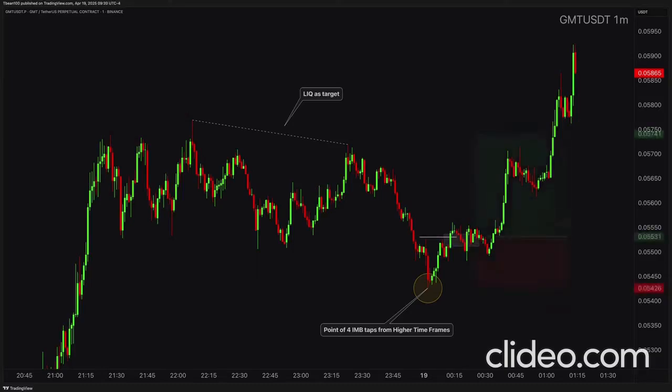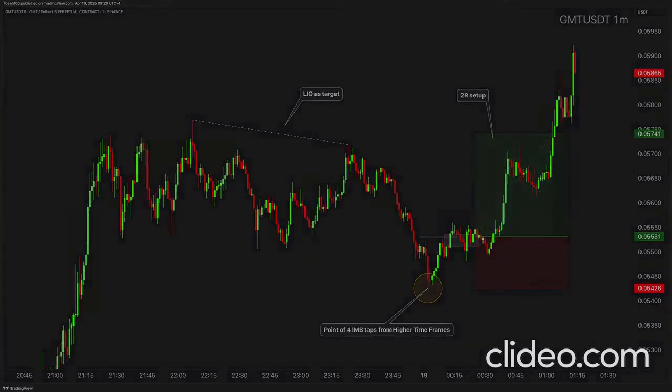In our entry location, you can notice a simple structure shift, and you can use this as your entry. Now, this is an idea of a 2-hour compact setup. But I want to discuss further.